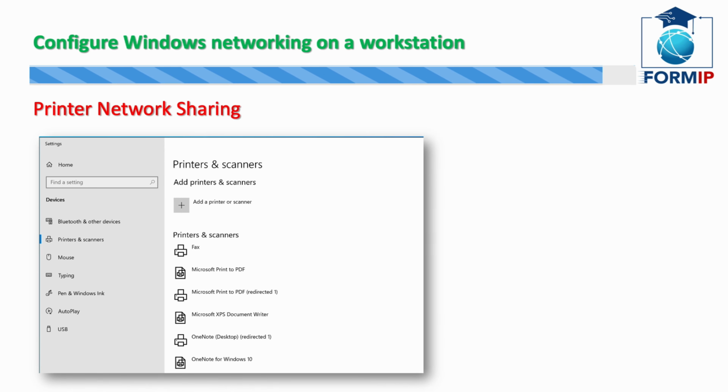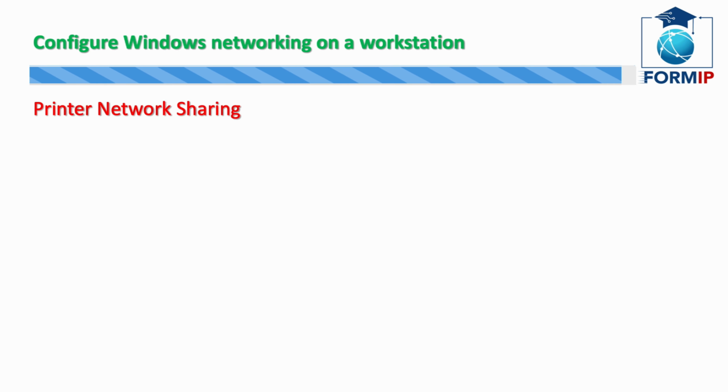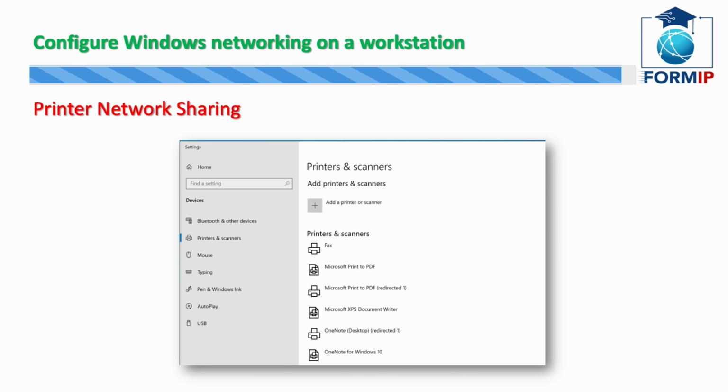In the Control Panel, open the Printers and Scanners settings. Then select the local printer to share over the network and click Manage. Then, in the Printer settings, click on Printer Properties. In this new window, go to the Share tab and check Share this printer, and all you have to do is click on Apply to validate.